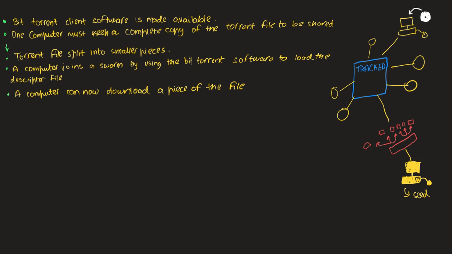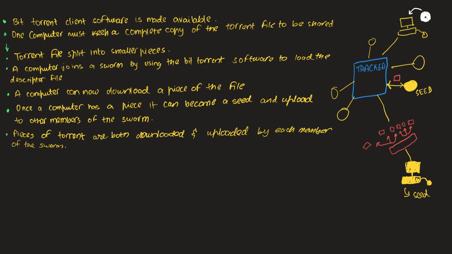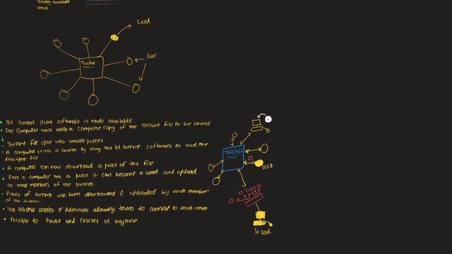A computer can now download a piece of the file. Once a computer has a piece, it can become a seed and can upload to other members of the swarm. Pieces of torrents are both downloaded and uploaded by each member of the swarm. A server called a tracker keeps record of all the computers in the swarm and parts of the file they have. It is possible to pause and restart the transmission at any time. So that was basically it for peer to peer.